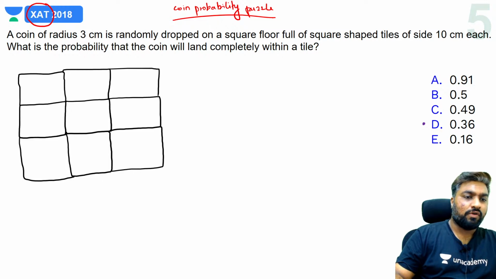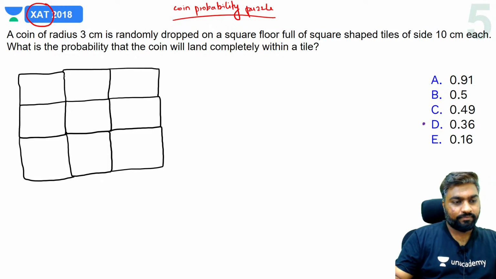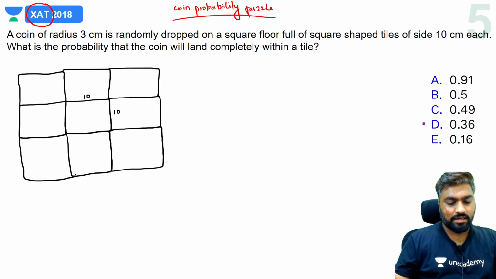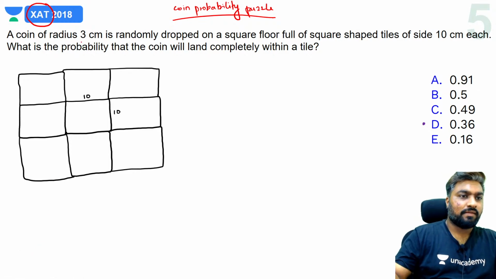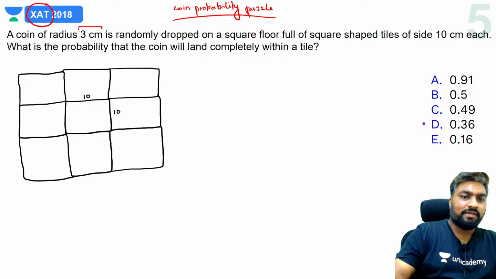So this is your floor, let's say. Each of these is 10, this is 10, this is 10, ऐसे पूरा 10 by 10 का square है. Okay, now they're saying there is a coin, coin जिसका radius 3 centimeters है. What is the probability that the coin will land completely within a tile?